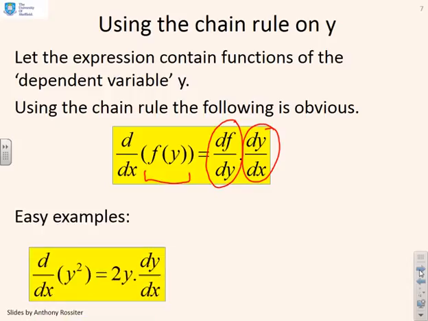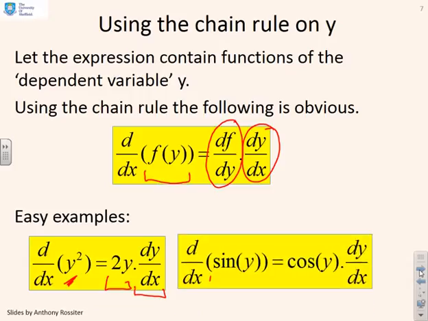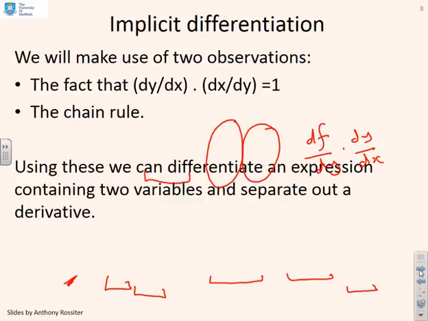So here's an easy example. If you want to do d/dx of y squared, you get 2y, so that's d/dy of y squared, times dy/dx. If you want to do d/dx of sine y, you get d/dy of sine y, which is cos y, and then dy/dx. So this is what we're going to be doing in our implicit differentiation. Wherever we have a function of y, we're essentially going to go df/dy, dy/dx.